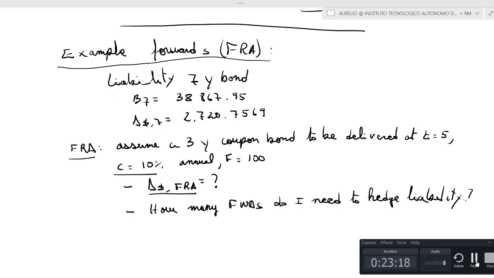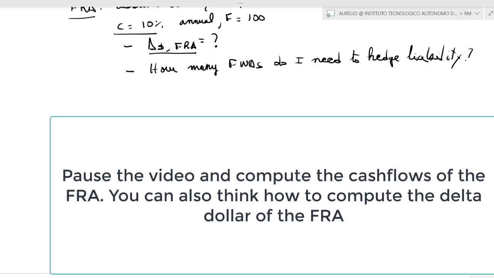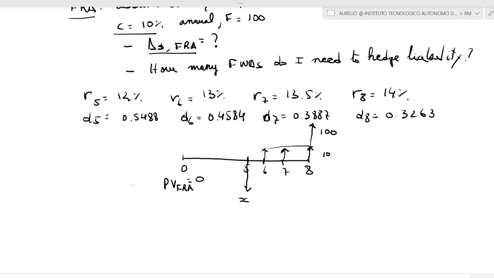So first, I'm going to retrieve all my interest rates. I need 4 interest rates to be able to price my forward. This is my forward contract. So at time 0, the FRA has a PV of 0. Then in year 5, I have to pay a quantity that I didn't know. I'm going to put it as X. Year 6, 7, and 8, I'm going to receive my coupon. And then in year 8, I'm going to receive also the notional of 100. These are the interest rates according to the table. And I convert them to discount factors so that it's easier for me to work with them.